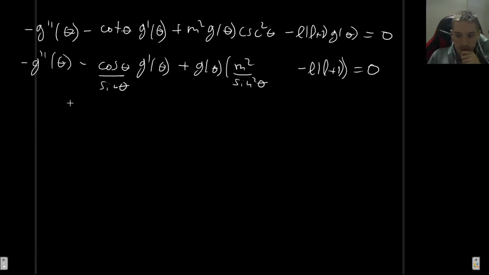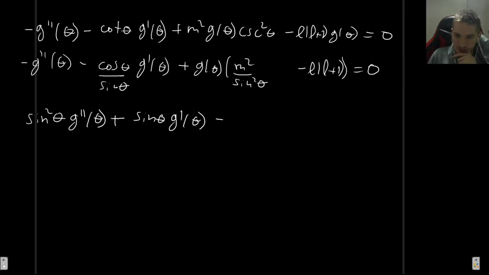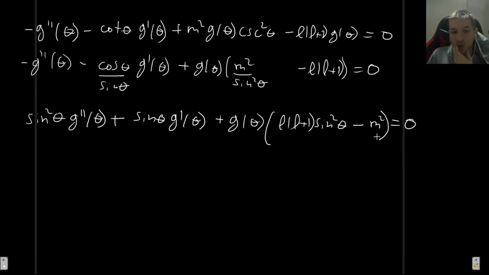Okay, so when we do that, we're going to get sine squared of theta g prime prime theta plus sine of theta g prime of theta minus, well, actually let's put the minus in here. So g of theta, then we get L plus 1 sine squared of theta minus m squared, and this is equal to 0. And I hope that this is ringing a bell. If it isn't, let's now use a simple trick.